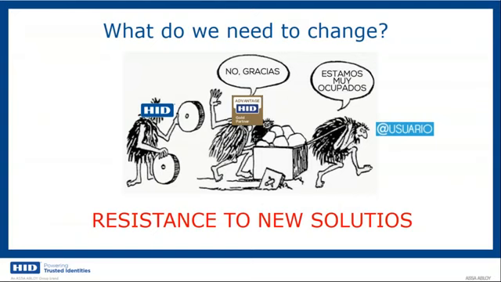So in here, what we need to change is the resistance to new solutions, because sometimes what we find in the market is that our sales team, or even our end users, are really afraid to change to new solutions because of the lack of knowledge or the lack of credibility in the solutions. So the first thing that we have to fight is the resistance to change. And this is really important to understand.